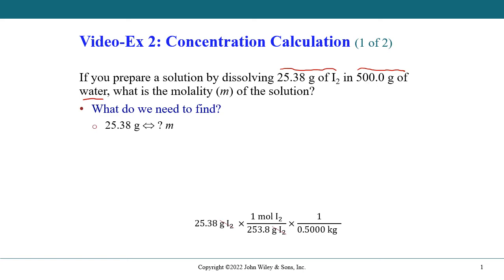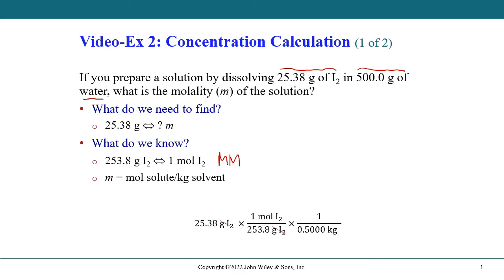And we have 25.38 grams of solute. We want to find the molality. What do we know? In 1 mole of iodine, we can look up the molar mass. So this here is the molar mass, and we're going to need that. We know the formula for calculating molality is moles of solute divided by kilograms of solvent. You must remember that equation. And we have 500 grams of solvent, which we need to convert to kilograms.